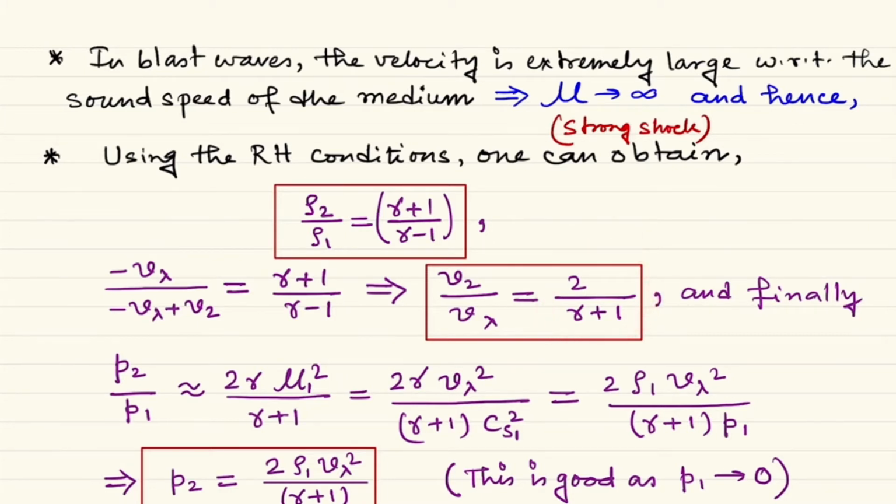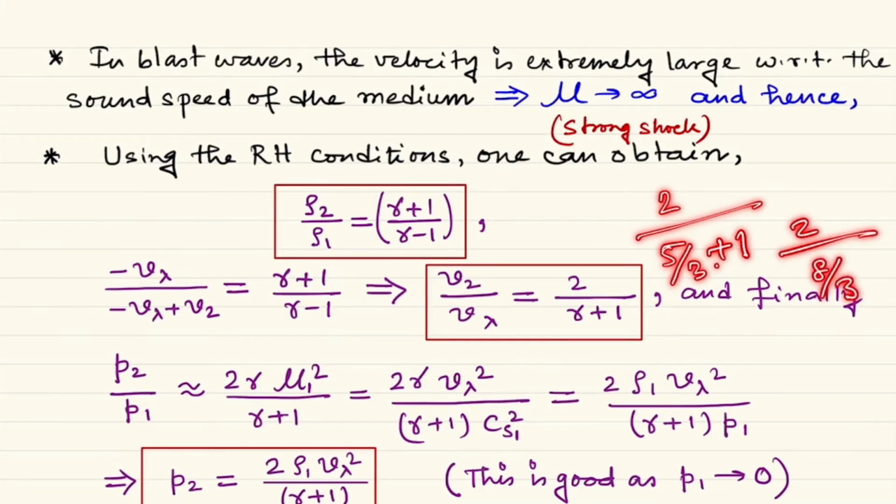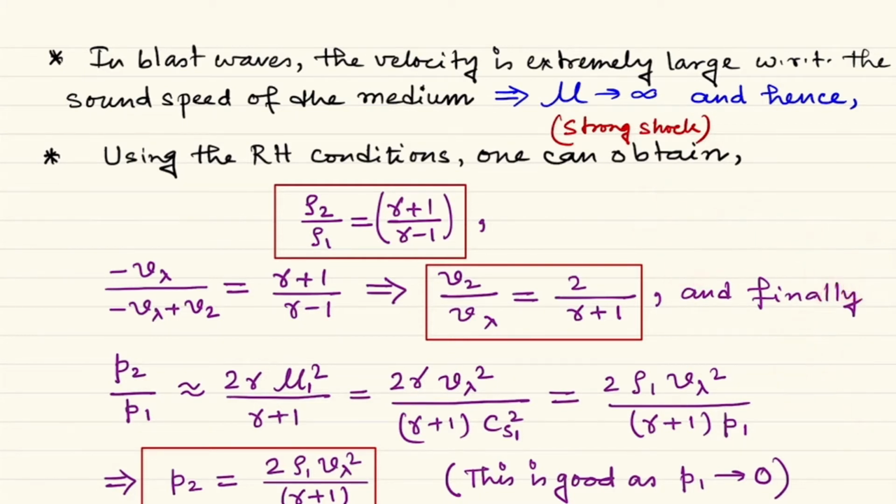Now just check. If your gamma is 5 by 3, that's a very good approximation for monoatomic gases, then 2 by 5 by 3 plus 1 will be 2 by 8 by 3, so it will be 6 by 8, so 3 by 4. It simply says that this will be 3 by 4.